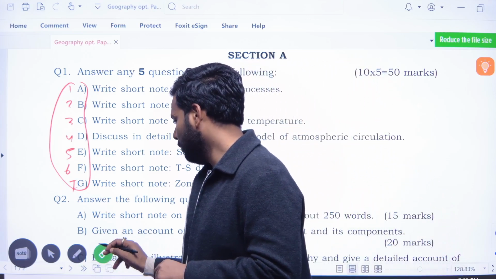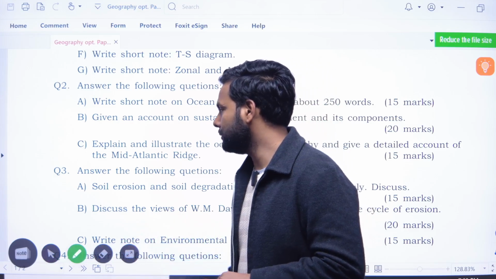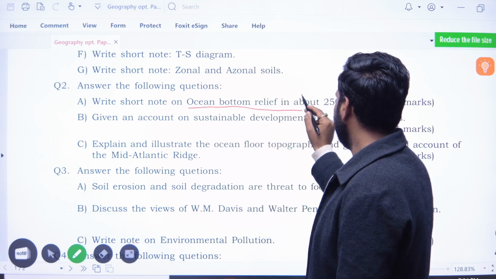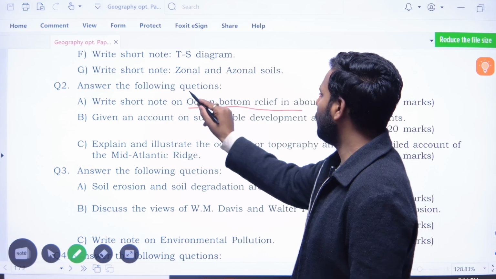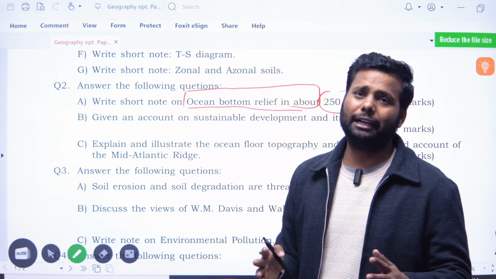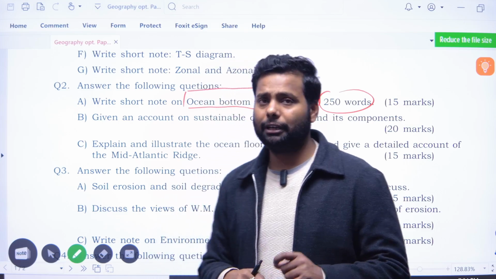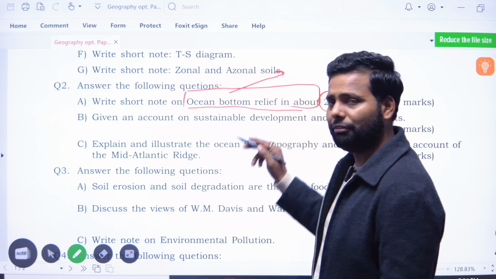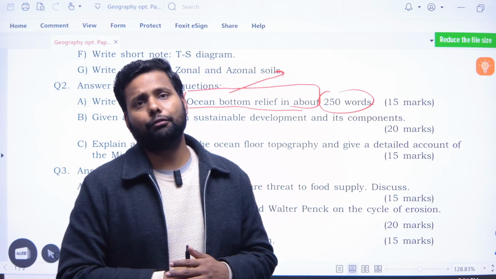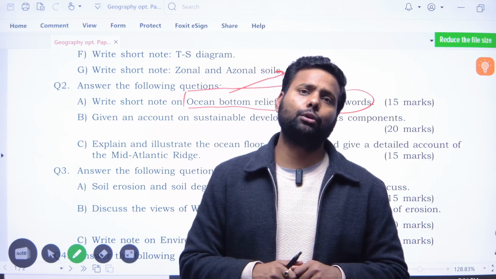Okay, now we move further to the second section. Answer the following question: write short notes on ocean bottom relief in about 250 words. We all know this is a very vague and wide topic. You have to write a lot of things on ocean bottom topography. Whenever the term is ocean bottom topography, you first say what it means, and you have to mention some introduction.